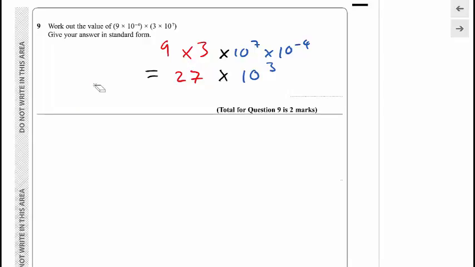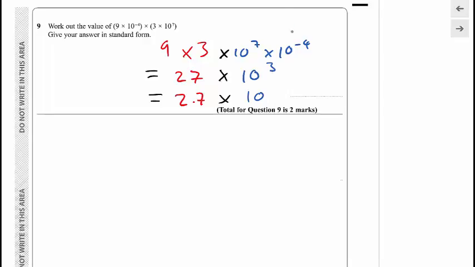Is that standard form? No, because look at this first number here. In standard form, it is required to be between 1 and 10. 27 is not between 1 and 10. So in other words, I need to convert this into 2.7. So I need to have 2.7 times 10 to the something. But what is that something going to be? Well, let's think about it.